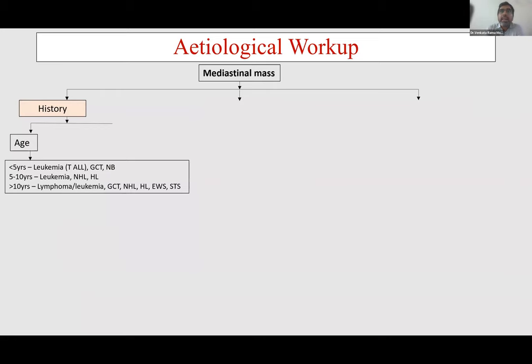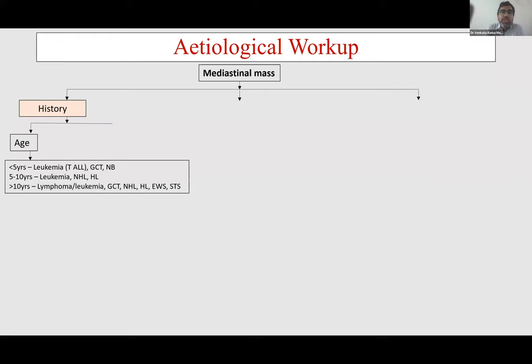So moving on to the etiological workup of mediastinal masses, starting off with the history, where we see the age. The age helps us in trying to narrow down certain possibilities. For example, the younger the age of the child, I would bring neuroblastoma higher up on the cards, knowing that neuroblastoma is common in infancy and the younger age group. Also, the more we practice pediatric oncology, we are not surprised to see patients with mediastinal GCTs or even T-ALLs presenting at a younger age. But we should always put the age as an important thing where we can narrow down our etiology.